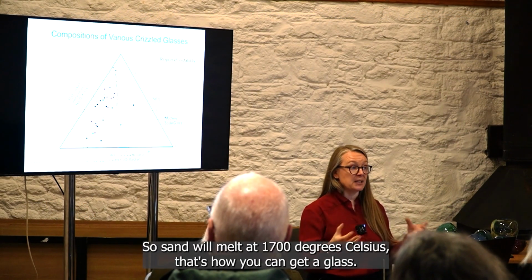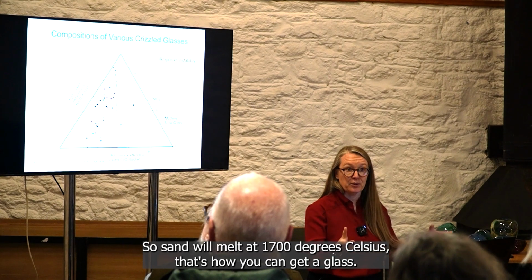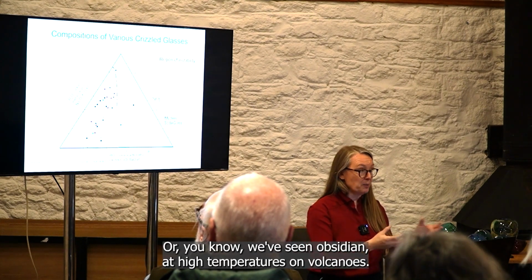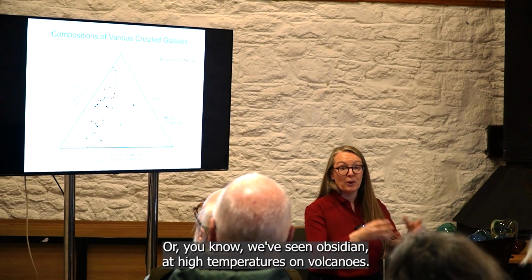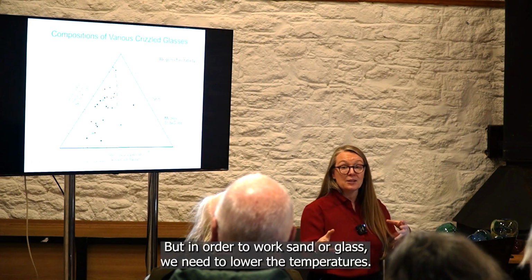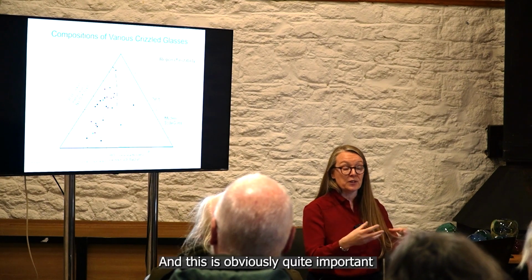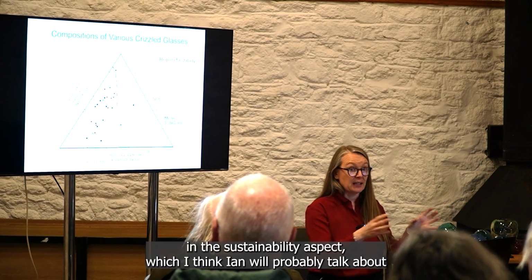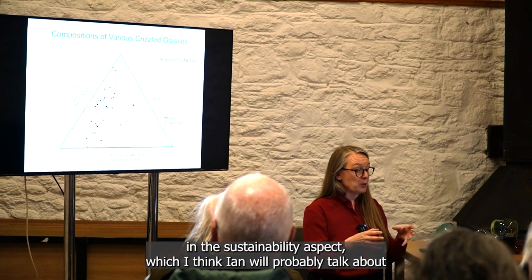Sand will melt at 1700 degrees Celsius. That's how you can get a glass. Or you might have seen obsidian, formed at high temperatures from volcanoes. But in order to work sand or glass, we need to lower the temperatures. And this is obviously quite important within the sustainability aspect, which I think Ian will probably talk about.